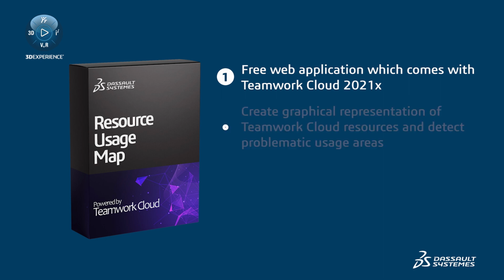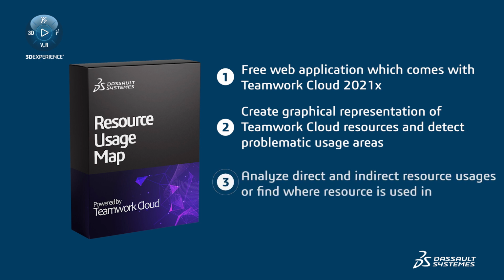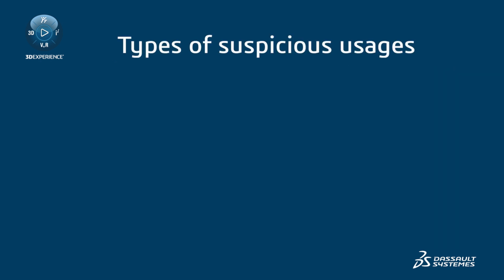Resource Usage Map allows you to create a graphical representation of Teamwork Cloud resources and detect potentially problematic usage areas. You can even view and analyze the details of the selected resource, such as its direct and indirect usages, as well as the projects where the resource is used. There are several types of suspicious usages that may occur in your Teamwork Cloud repository.